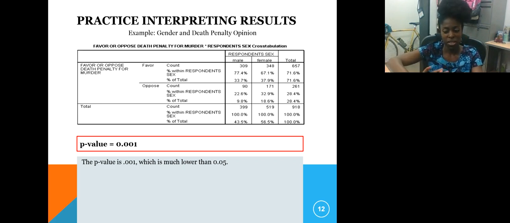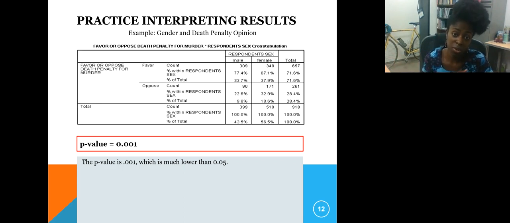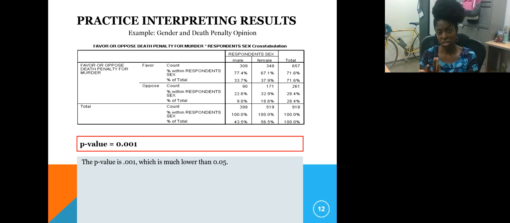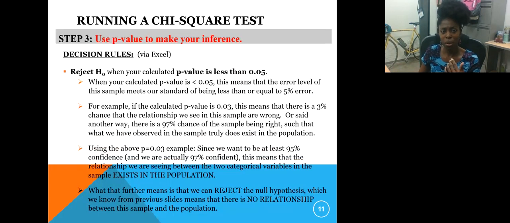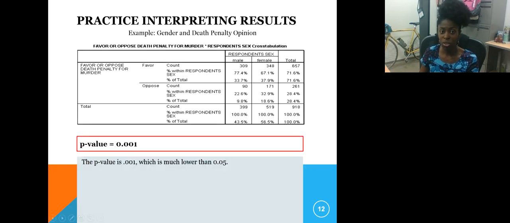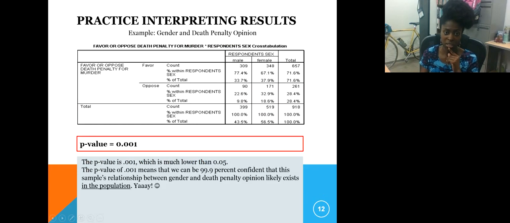So let's make some inferences. The first thing that we should be able to see is that this number is much lower than 0.05, that threshold that we used to make our decision, right? So 0.01 is less than 0.05. So what do we do? Let's just go back one. 0.01 actually is less than 0.05. So what do we do? We reject. We reject. So here we go. We're rejecting.